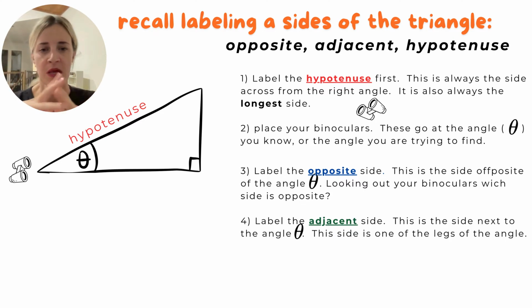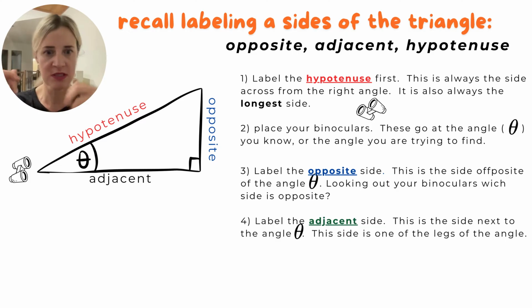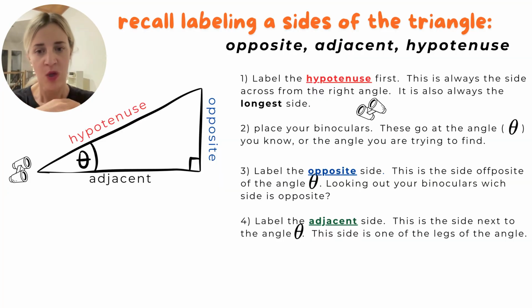Step 2, place your binoculars or your eyeballs at the angle theta that you know or are trying to find. Then we're going to label the opposite side. This is the side opposite of the angle theta. Look through those binoculars. And then your adjacent side is the side next to the angle theta. This is the one that has legs of the angle. So now that we have our sides labeled with our angle theta that we know, and again, remember they change depending on where that angle theta is, we can talk about our three trig ratios.